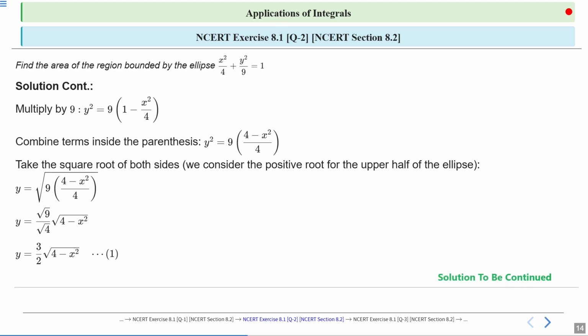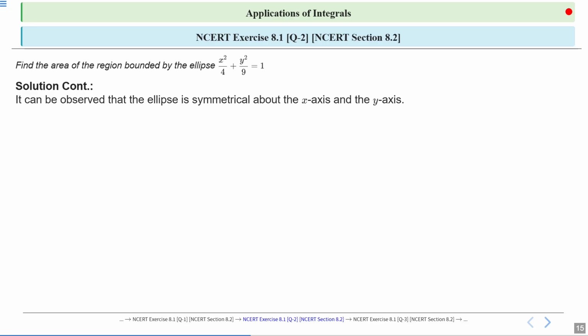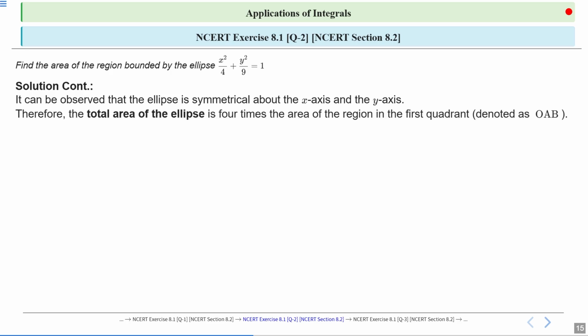So it can be observed that the ellipse is symmetrical about the x-axis and y-axis from the graph. Therefore, the total area of the ellipse is 4 times the area of the region in the first quadrant, that we denoted as OAB. The ellipse intersects the x-axis at x equal to plus minus a, that is plus minus 2.